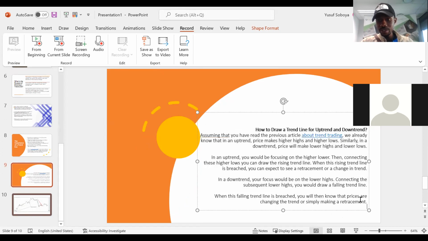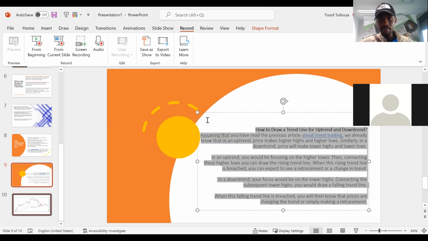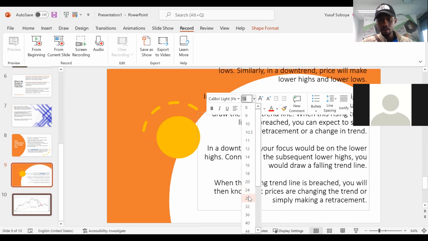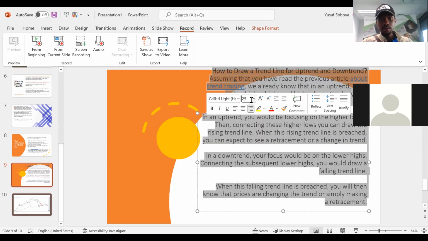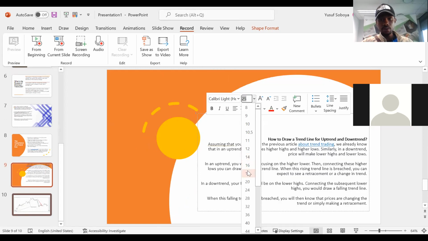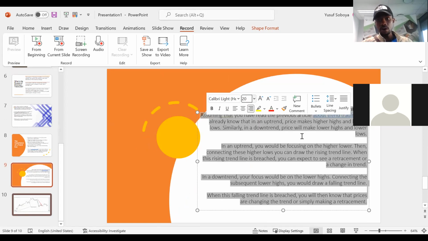All right, okay, here looks fine, but hey, the letters are very small. So let me just try to increase them. Yeah, to 20. All right, much better.